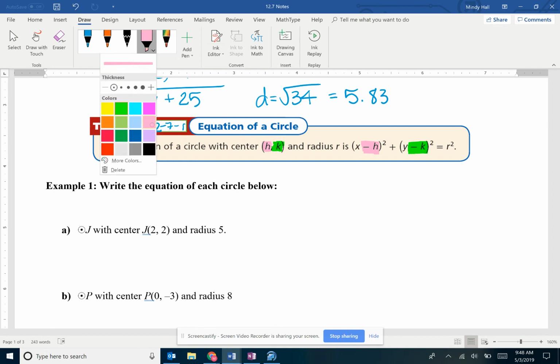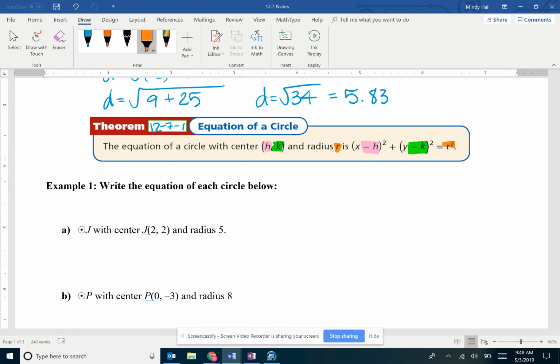And then last but not least, you have your radius. Let's do orange, and the radius is also squared. So just keep in mind what each one does.